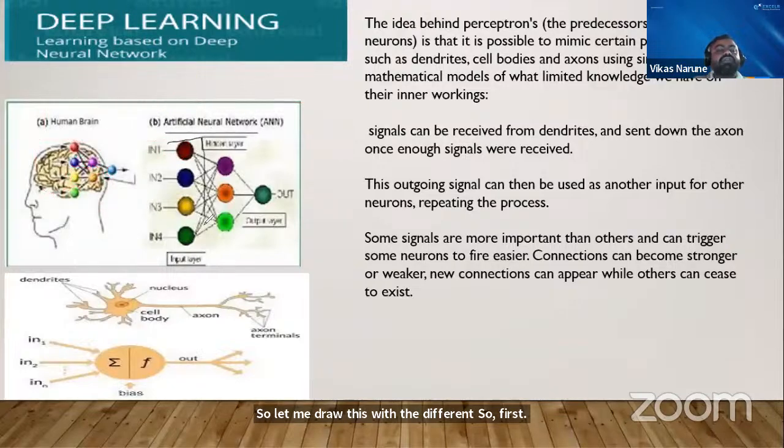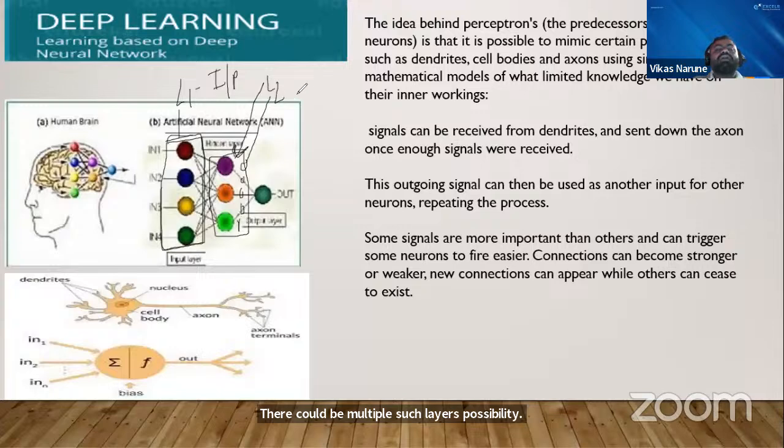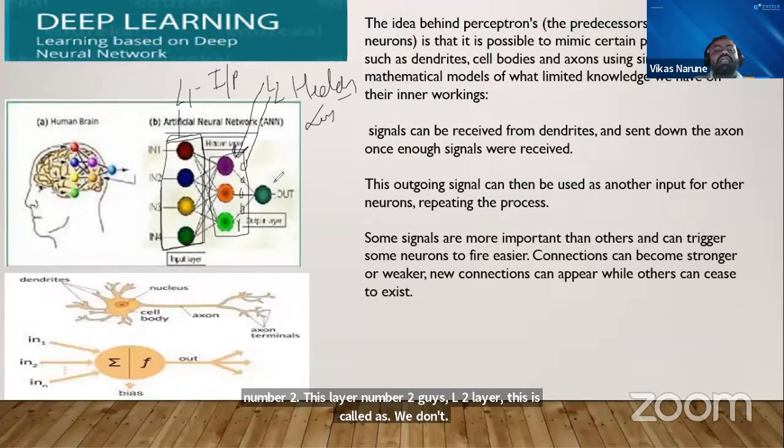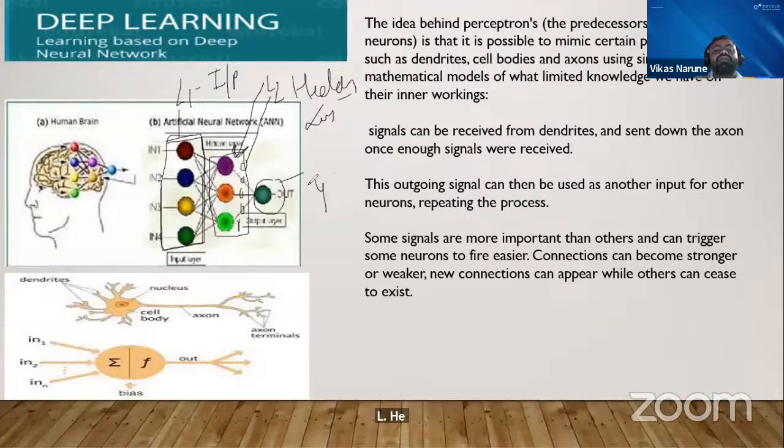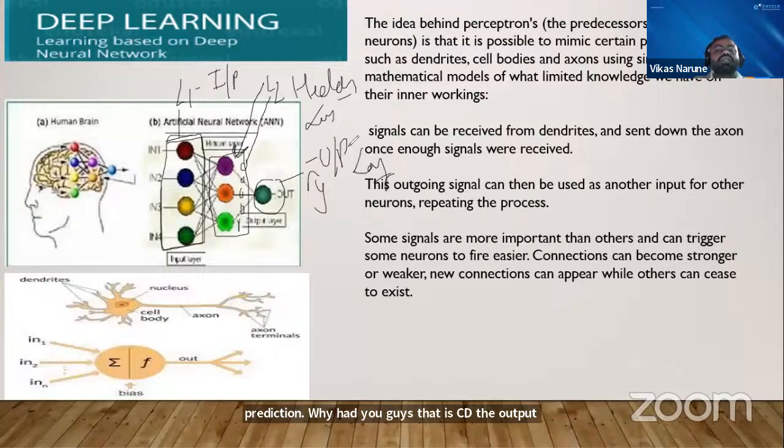This artificial neural network is divided into three parts. The first layer, layer number 1, is the input layer. This is layer number 2, and there could be multiple such layers possible. This layer 2, L2, is called the hidden layer. And the last layer, where we get our prediction, y hat, is called the output layer.